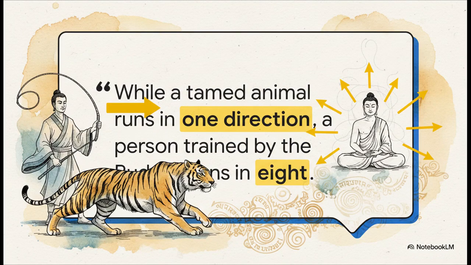And the text leaves us with this incredible image. An animal tamer can really only teach an animal to run in one direction. But a person who has trained their own mind this way, well, they're not stuck on a single track. They can navigate freely, in all directions, through the entire landscape of human experience. Now that is the kind of freedom this mind map points toward.